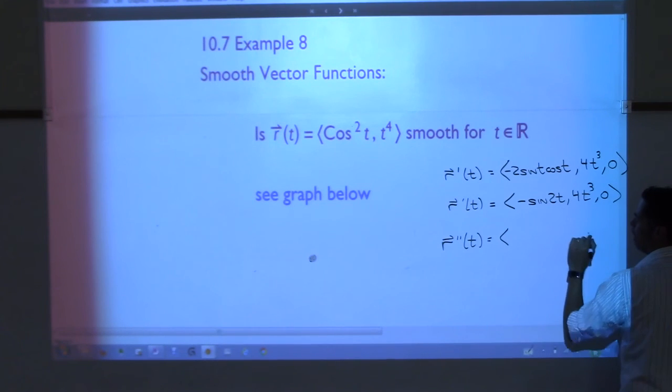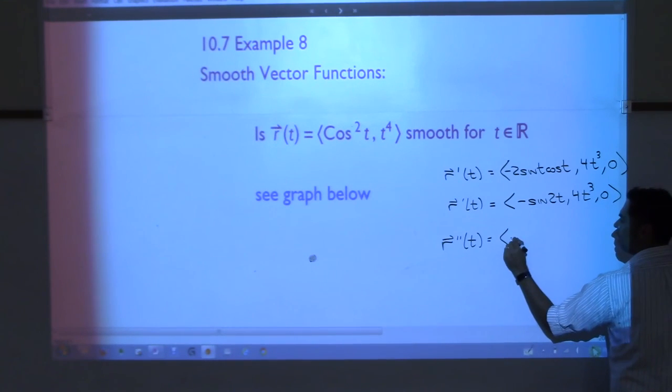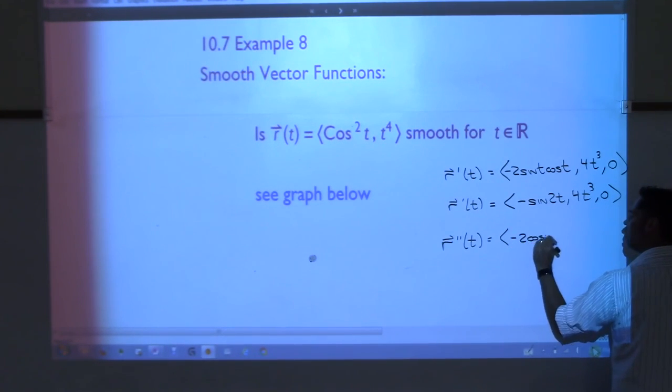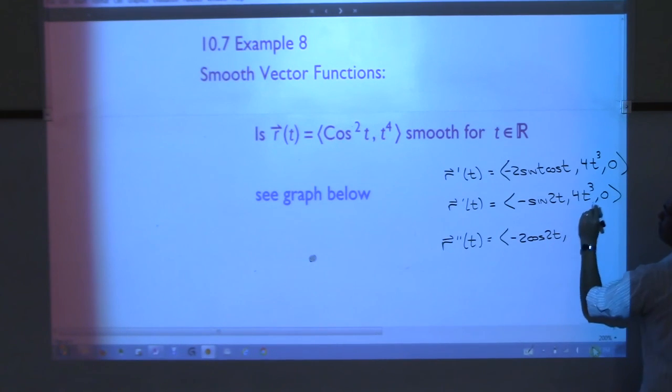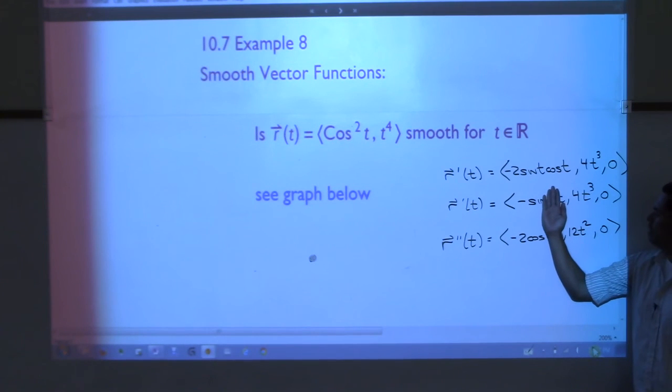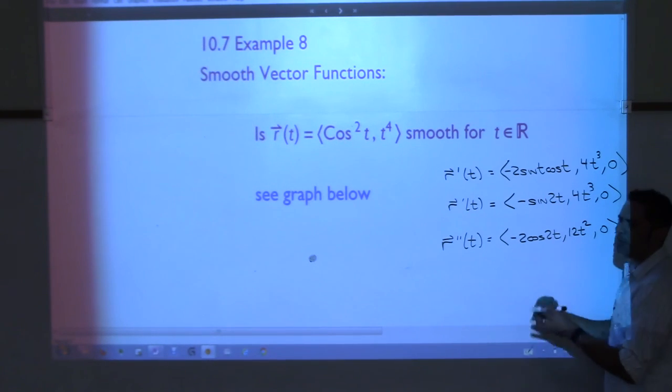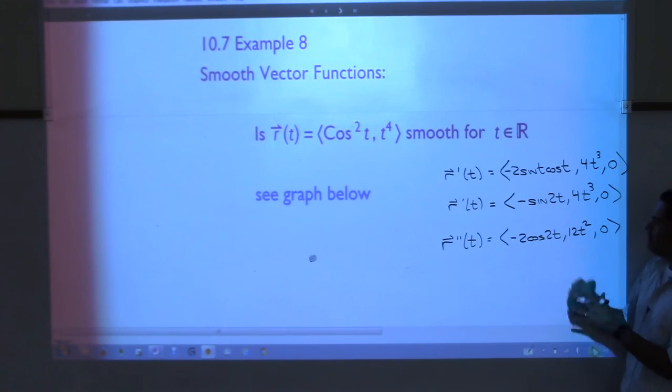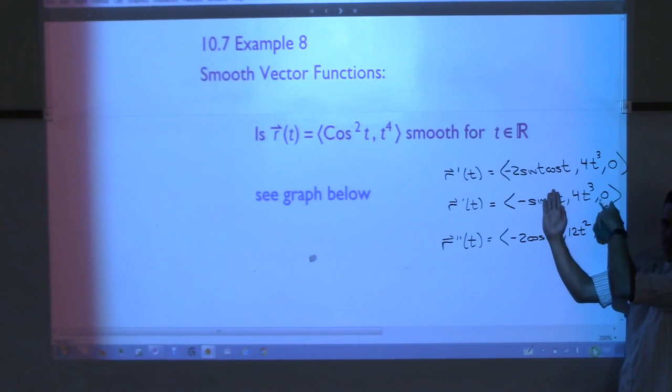And when I take the derivative of that, it's actually not that bad, right? It's minus 2 cosine 2t, and then 12t squared, and then 0 again, right? And let me try crossing these real quick. Okay, let me cross them. So I cover this up. What do I get for my first component? 0. That would always happen. If you extend this to 3 dimensions, that would always happen because these will always be 0.